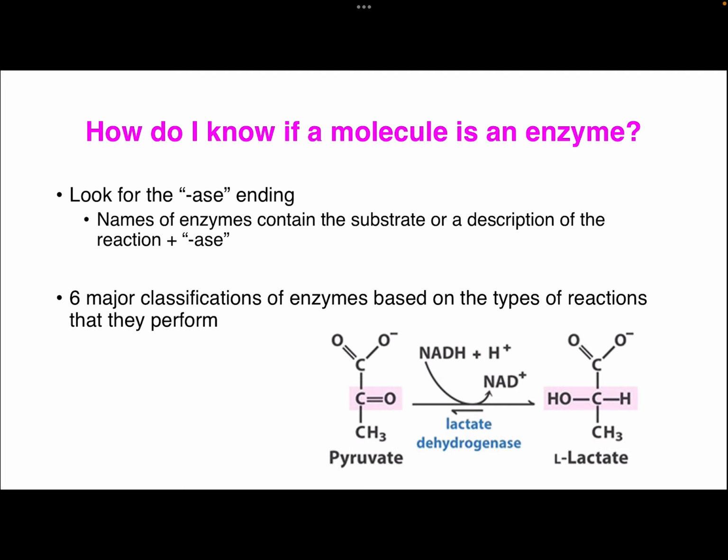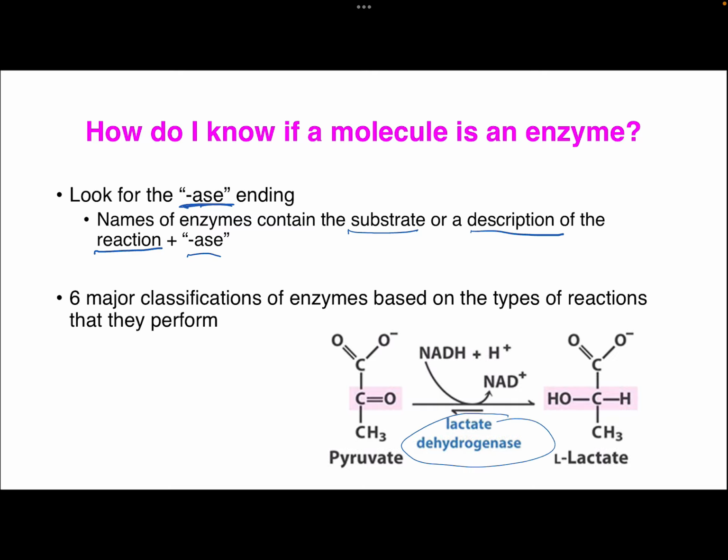So the way to know that you're looking at an enzyme is to look for this -ase ending. If you see that -ase ending, you know you're looking at an enzyme. And enzyme names, for the most part, are going to tell you what they do. You'll see the substrate, and you'll see some kind of description of the reaction in addition to that -ase. All right, so here I'm showing you this example of lactate dehydrogenase.